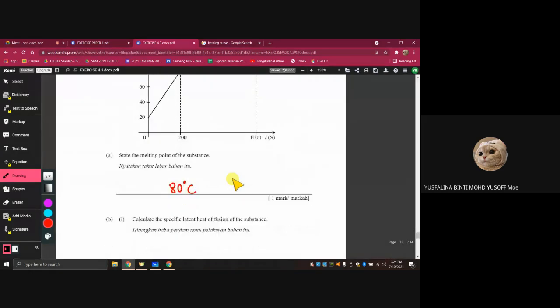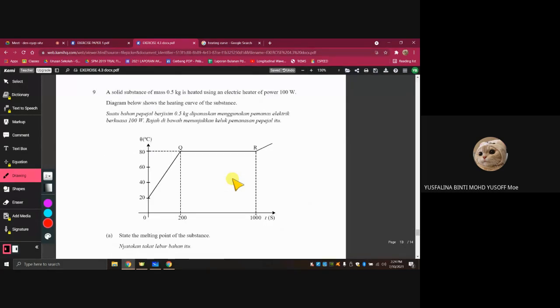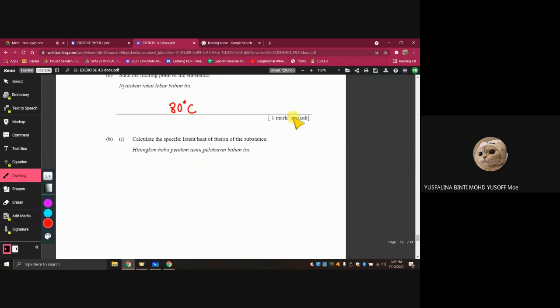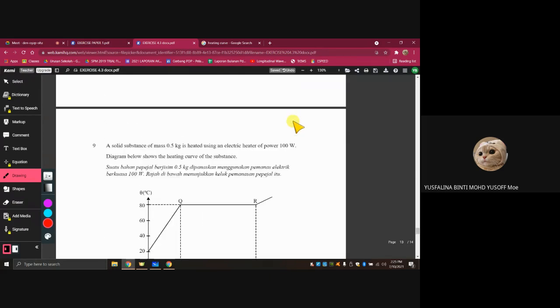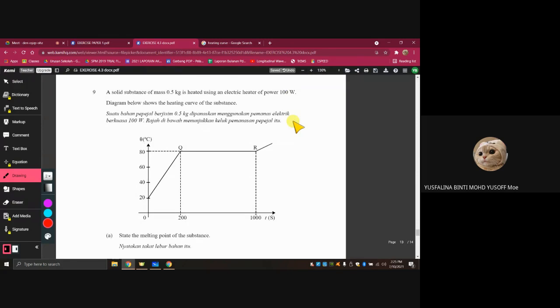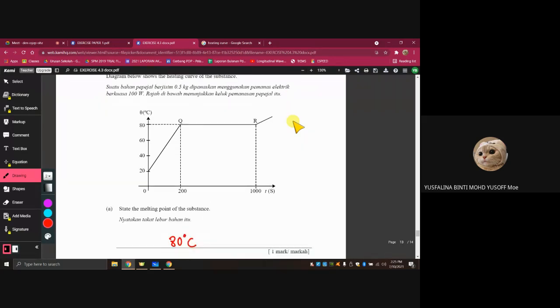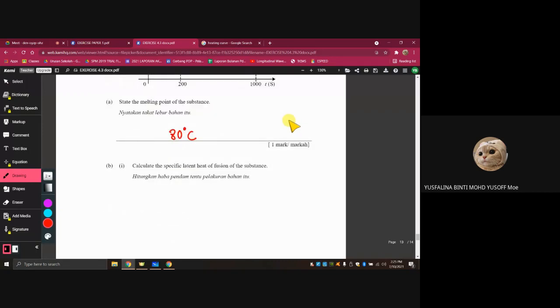And calculate the specific latent heat of fusion. So we use Q equals ml. But can you notice here, it only gives you the power, right? So what you should use is Pt equals ml. So it means we assume here that all the heat energy being supplied is used to overcome the molecule bond between the solid, so it can become liquid. So this one is Pt equals ml.